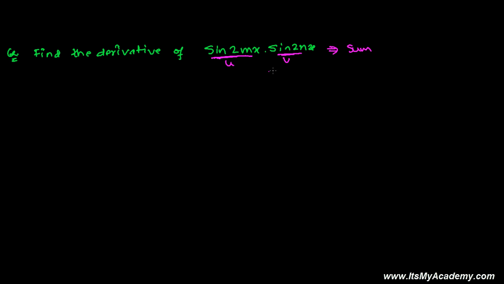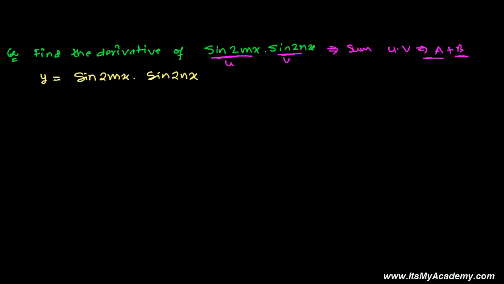If it is u times v, then let's try to convert this u times v into something like a plus b, because if it is in the sum rule, then you can easily find the derivative of a and the derivative of b, but in the product it's a little bit difficult and lengthy. So let me first suppose that our given function y is sine 2mx times sine 2nx.